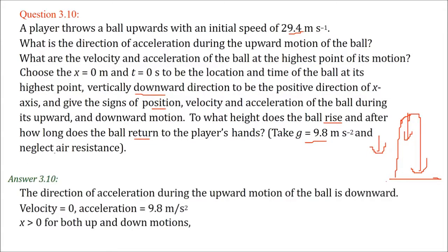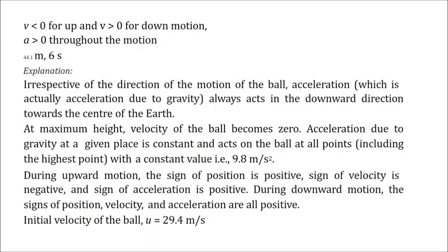What is happening here is the direction of the acceleration, as I said, is always towards the center of the earth, and because there is an upward motion, the acceleration will be downward. So velocity is 0, acceleration equal to 9.8. x is greater than 0 when it is going up and down. v is less than 0 for up. v is greater than 0 for down, because here it is going to stop at some time, and here, because of acceleration, it will gain some speed. And acceleration is greater than 0, which is actually 9.8 constant value throughout the motion. And what is this? This is the time. I'll show you how it comes.